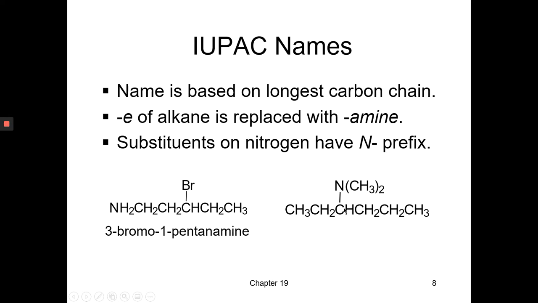Okay, the longest chain here is 6. The amino group is on carbon number 3, and so we would name this as capital N, N-dimethyl 3-hexanamine. Okay, every substituent gets a locant.